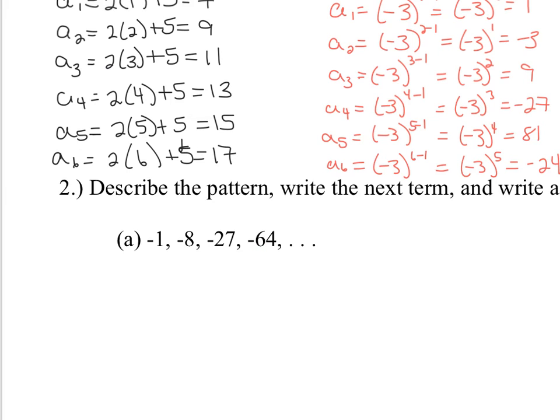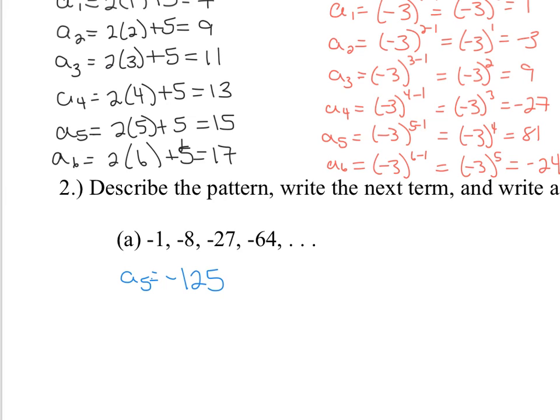So right now what they're giving us, a sub 1 is -1, the second term is -8, third is -27, then -64. So then the next term would be your a sub 5. So the next one would be 5 cubed, which is -125. Now they all happen to be negative, the n value cubed.